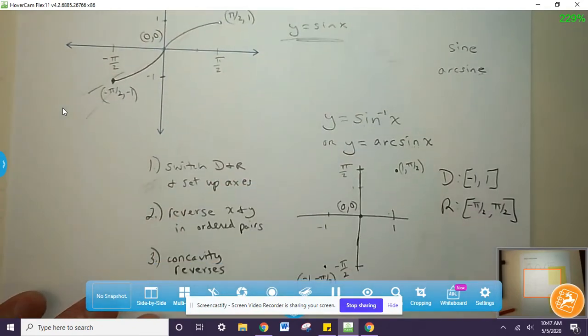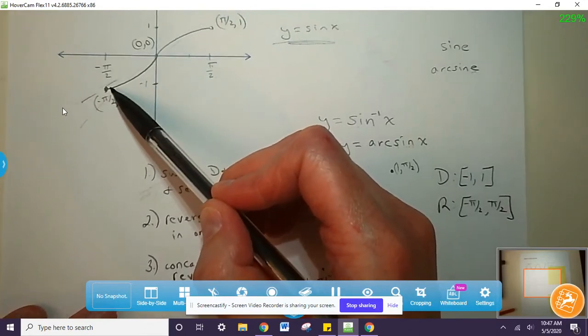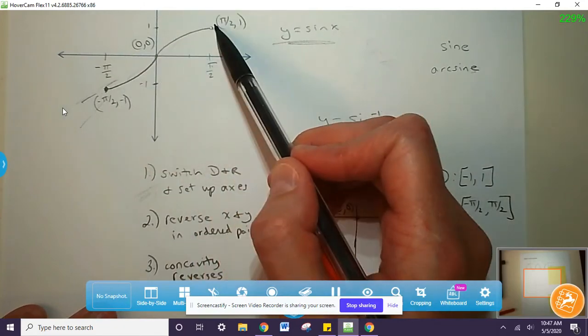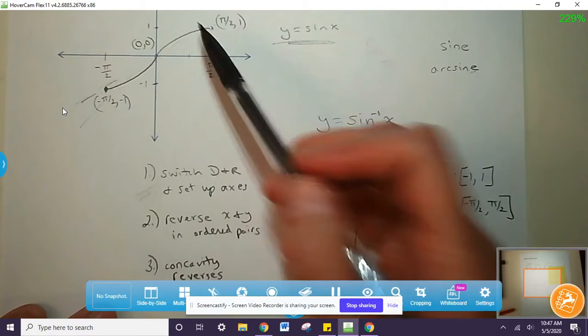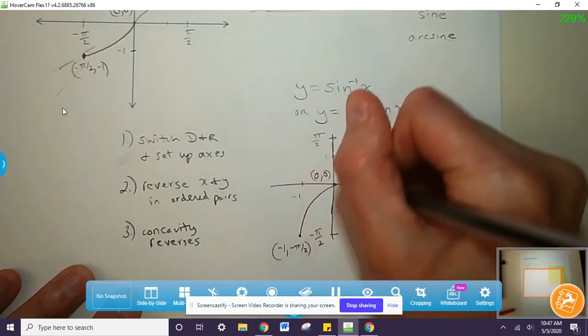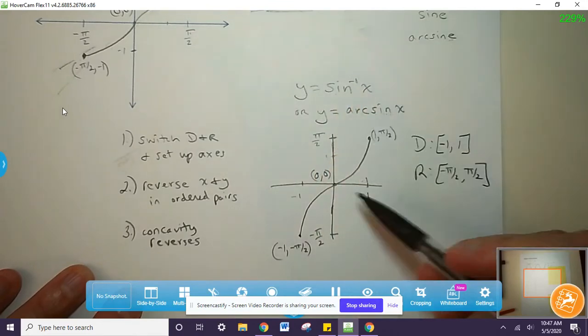So if you look at this graph, the regular sine graph on the restricted domain, from left to right, first it's concave up and then concave down. Concave up, then concave down. So for the inverse, it should be reversed. It should go concave down and then concave up. And that's what the graph of inverse sine looks like.